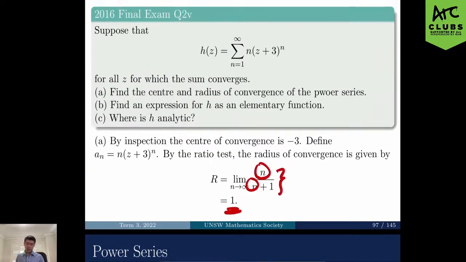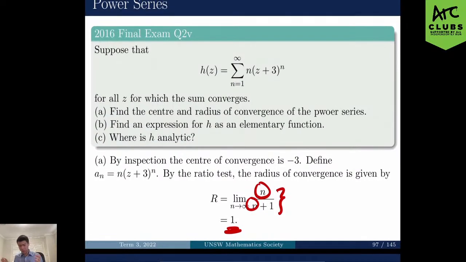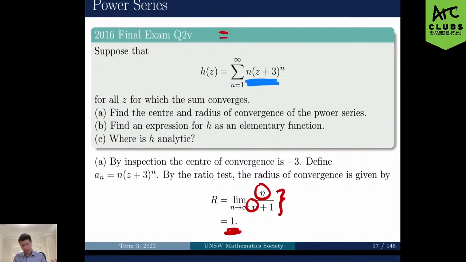Alrighty, so the next thing is to find an expression for h. And to be honest, all of these questions are basically done in exactly the same way. What I mean by that is you always reduce it to a geometric series, almost always. In this case, we don't quite have a geometric series, right? If you actually write this out, you'll get 1 times z plus 3, plus 2 times z plus 3 squared, all the way up. That's not a geometric series, because with a geometric series, we don't have these coefficients. It's just a sum of powers.